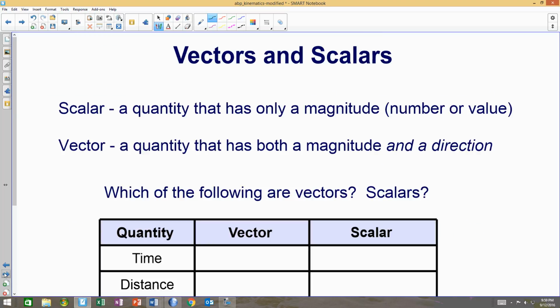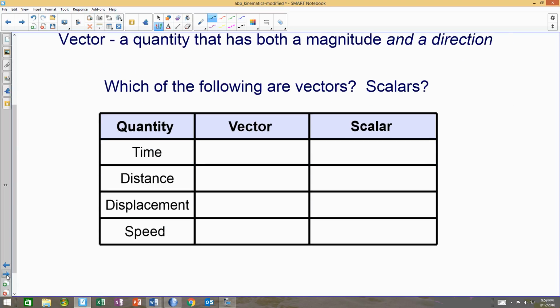Scalar quantities, as you remember from our first lecture, have only magnitude, or a number value. Vector quantities have both magnitude and direction. So which of the following quantities are vectors and which are scalars? Go ahead and pause the video now and make your selections.